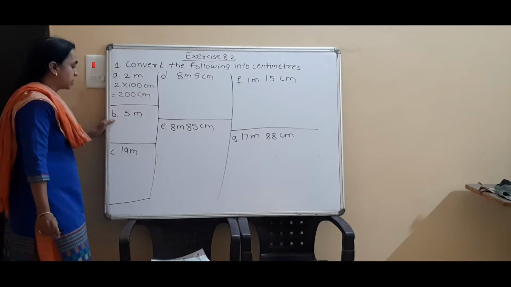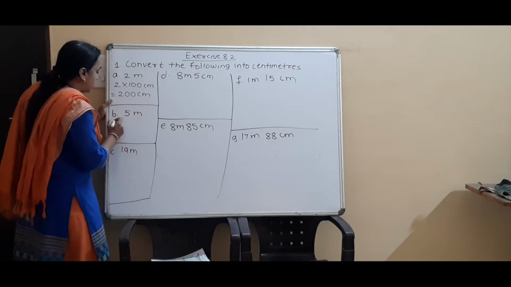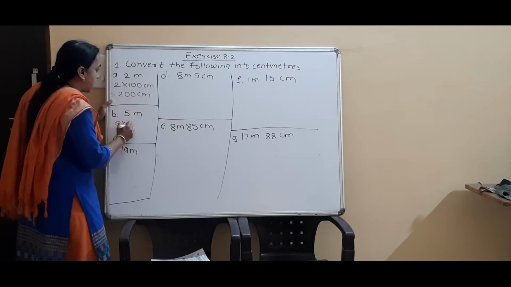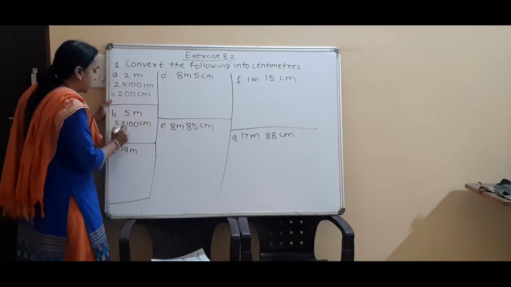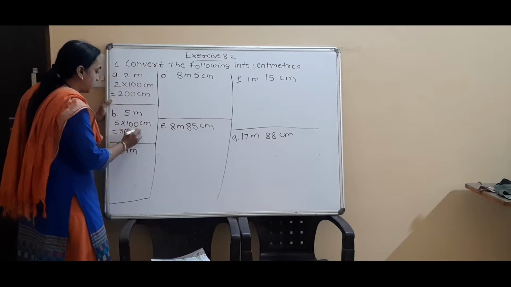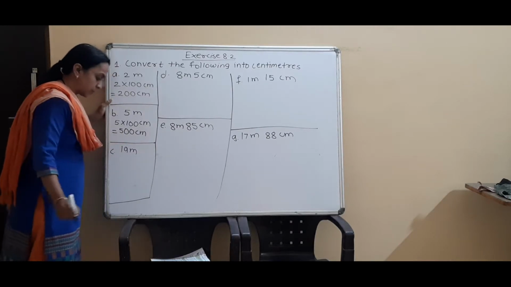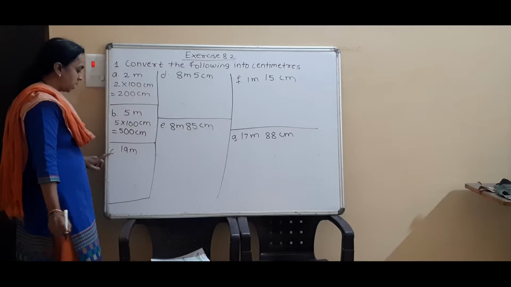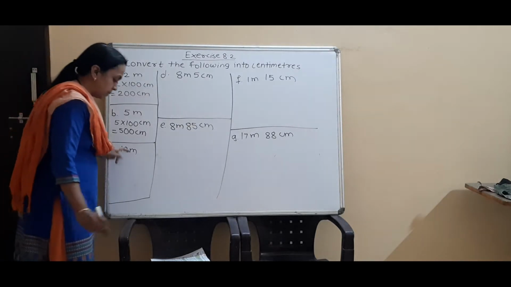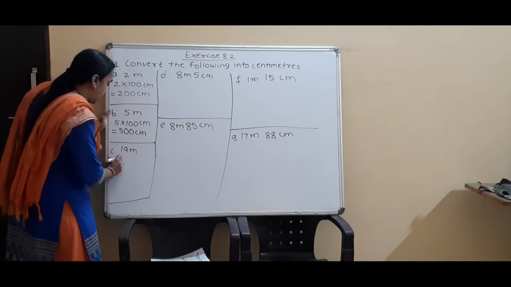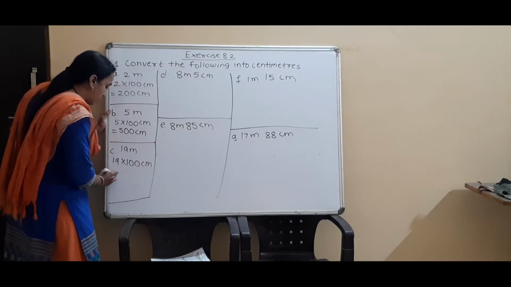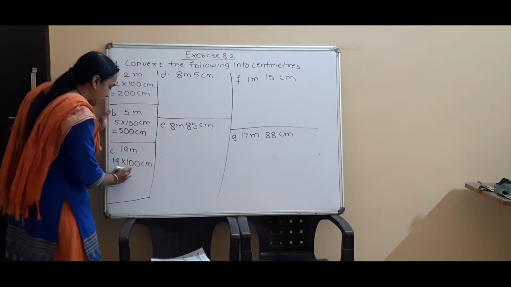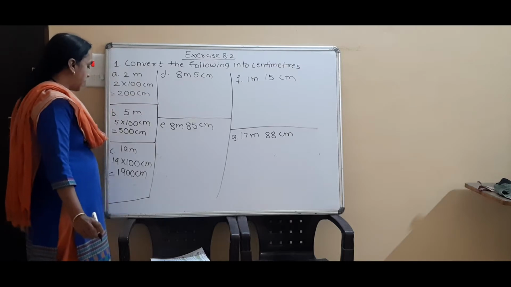Now see B question, 5 meter. So 5 multiplied by 100 centimeter. 100 multiplied by 5, 500 centimeter is our answer. Now see C question, 19 meter. So 19 multiplied by 100 centimeter equal to how much? 1900 centimeter is our answer.